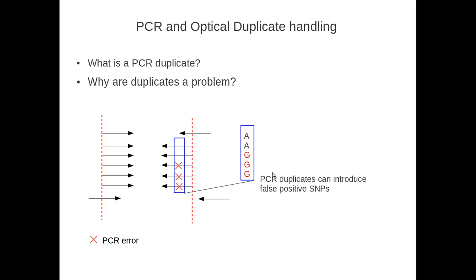And what does that look like? Well, that looks like a SNP. It looks like there's an A/G polymorphism here, and maybe the individual that's sequenced is a heterozygote. So that is a problem, and we need to try to remove that. The way that mark duplicates identifies this class of duplicate is it looks for pairs of reads that map to the exact same position.